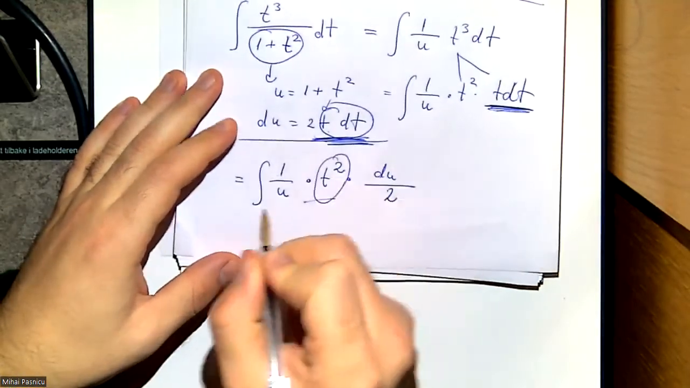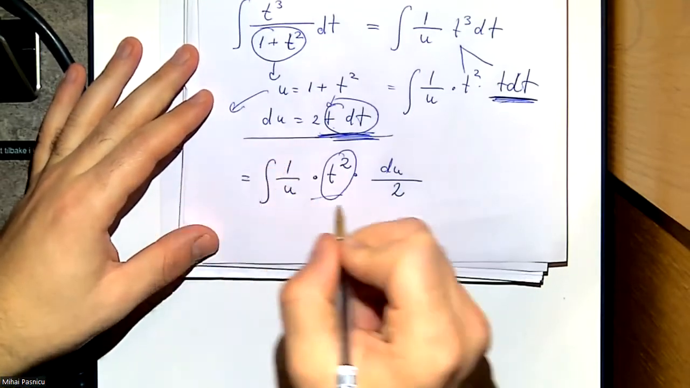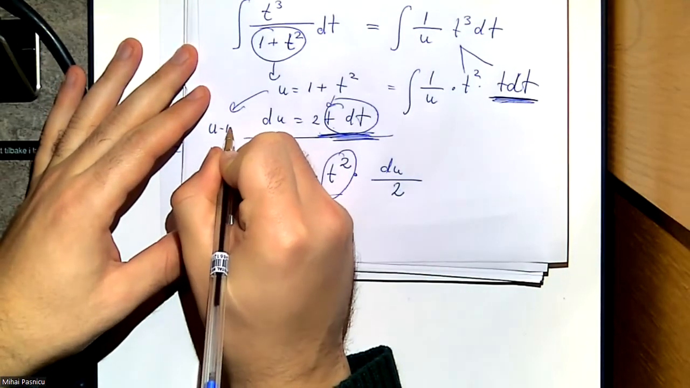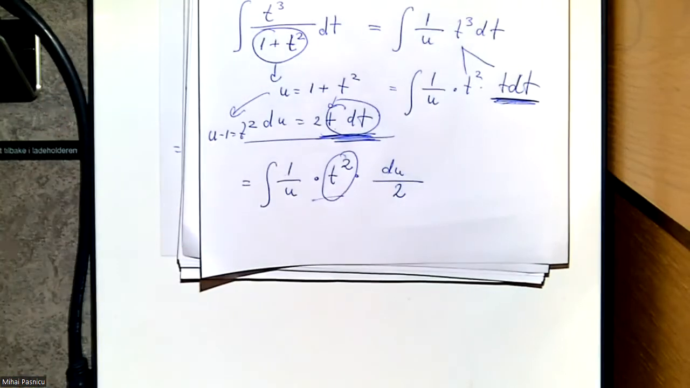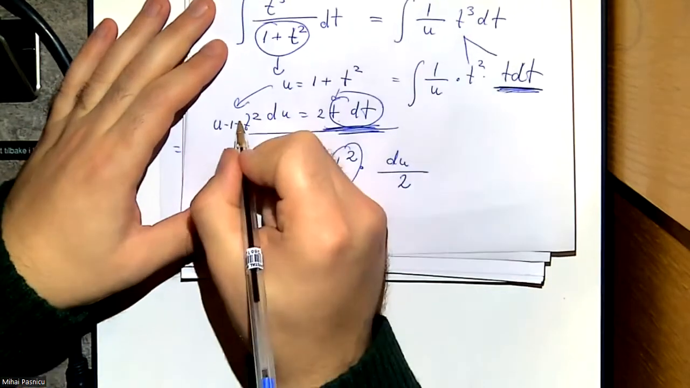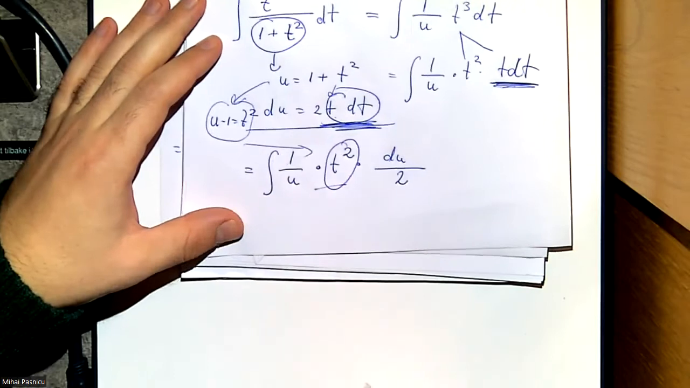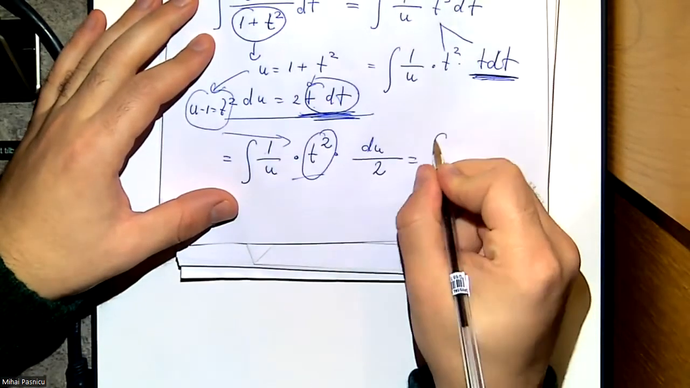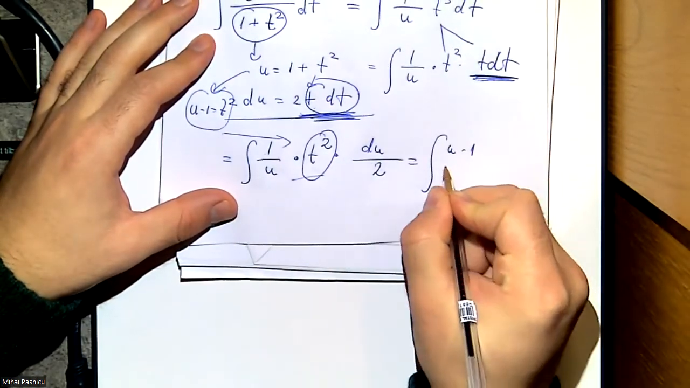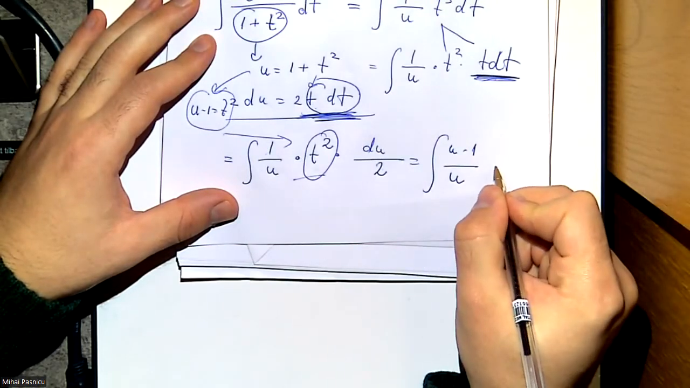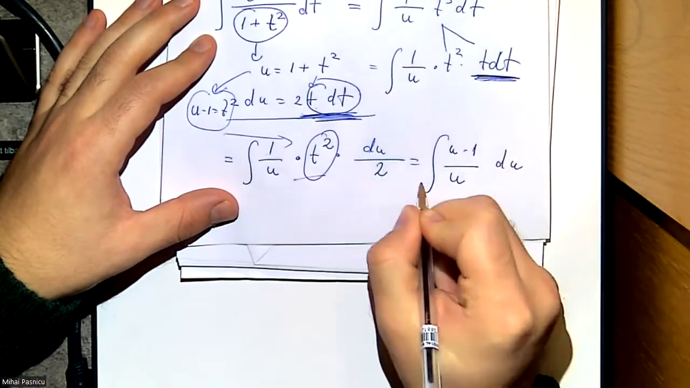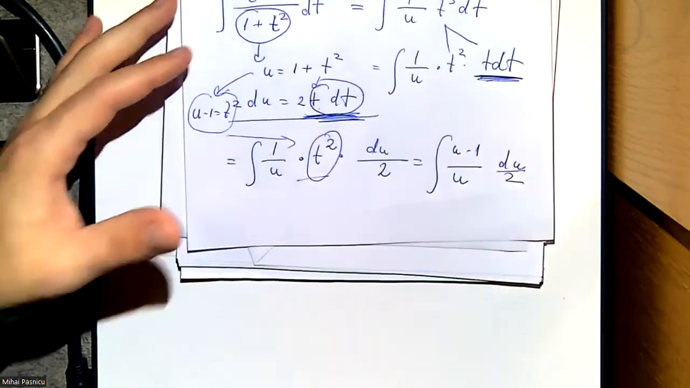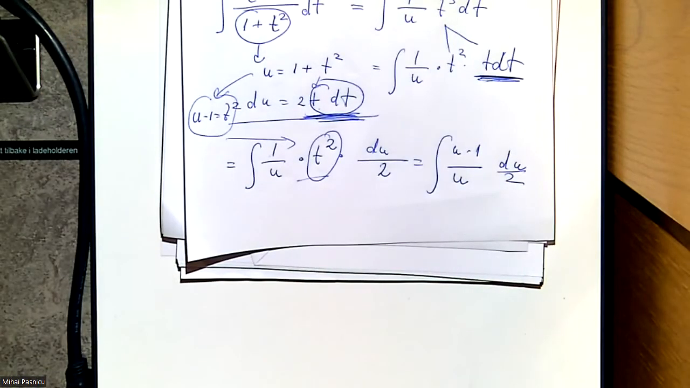What is this t squared? Well, I just look here and I get, oh, u minus 1 is actually equal to t squared. Okay, so I just put it in. So I get the integral of (u minus 1) u du, and over a half, let's put it here. Okay.